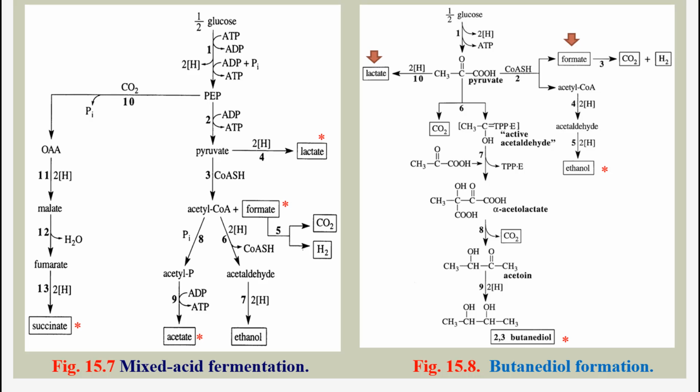The production of butanediol is favored under slightly acidic conditions, and it is a way for the bacteria to limit the decrease in external pH caused by the synthesis of organic acids from pyruvate.